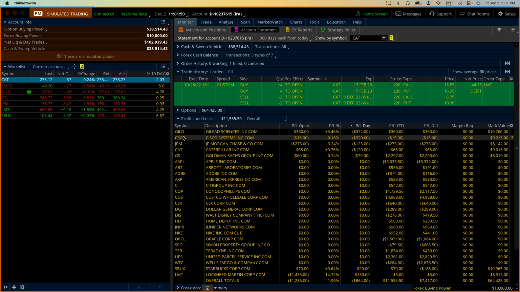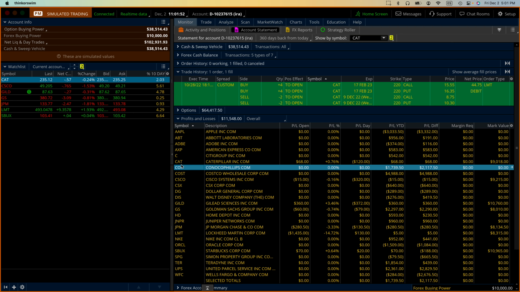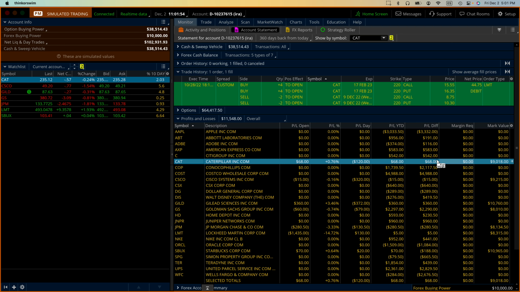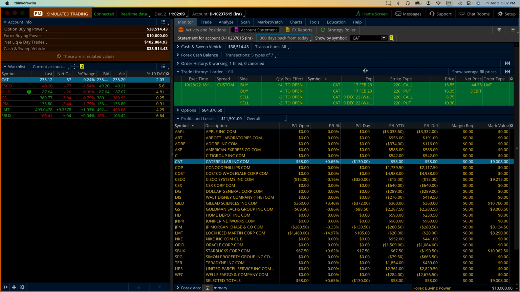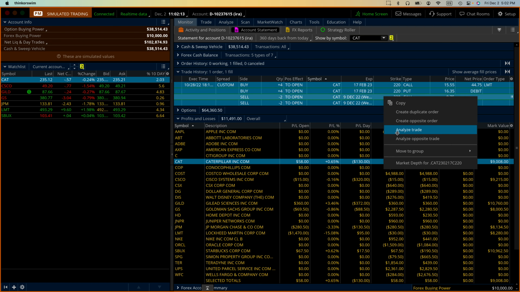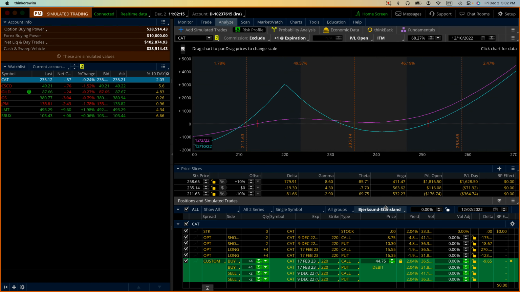Then we look at Caterpillar here in the list, and you can see that so far this year we have $68 in profits. Okay, this might be from another trade, but I don't see any other trade other than this one in the last 365 days. So you put 365 days and you'll know what you have done all year long. So we can analyze that, analyze trade, and it matches perfectly.